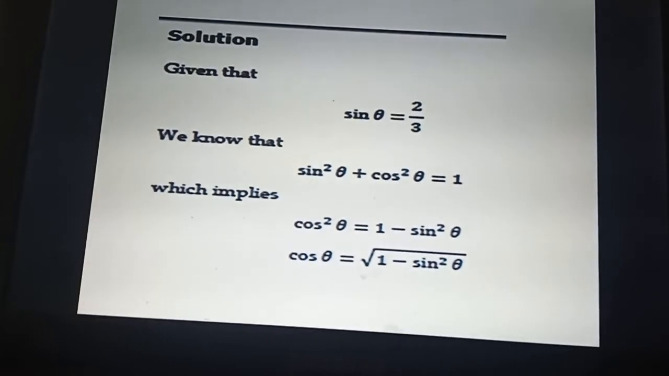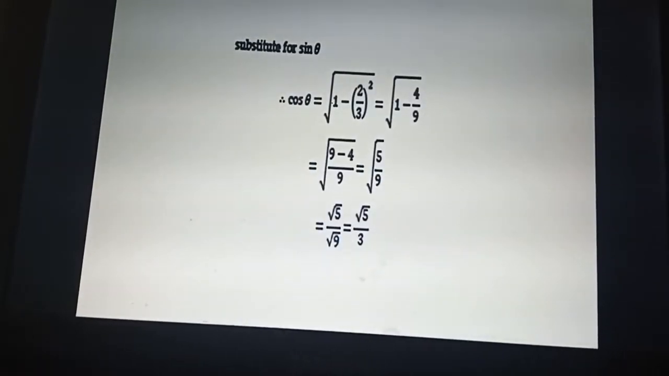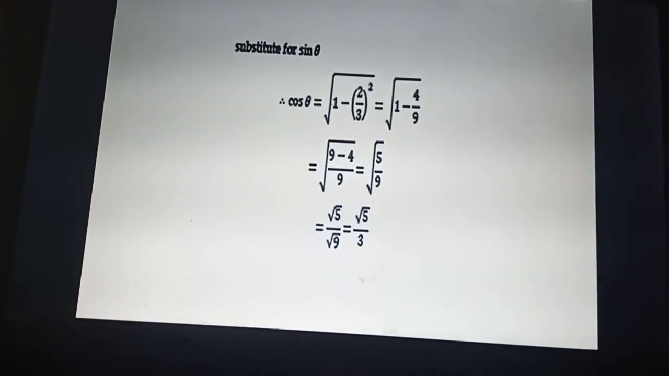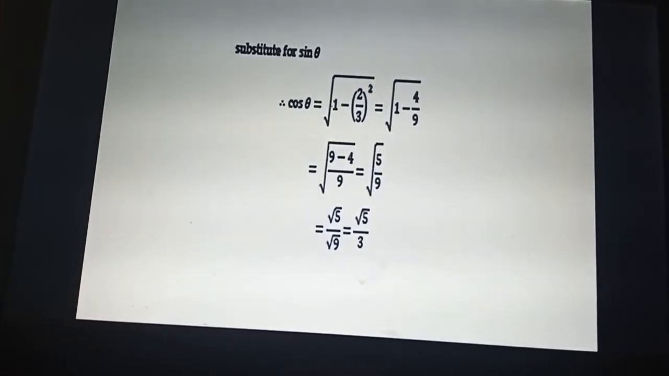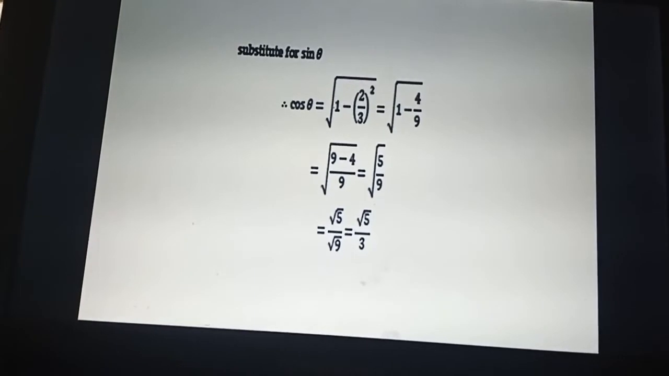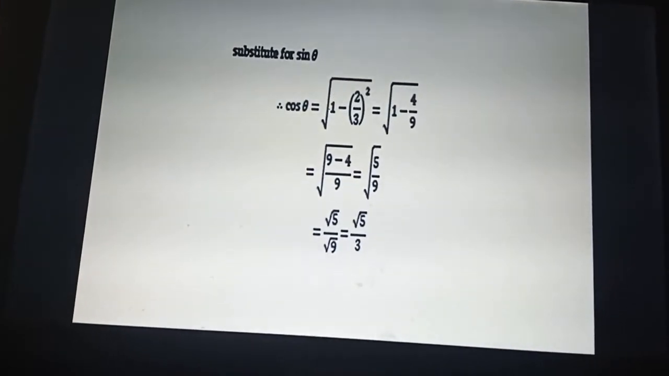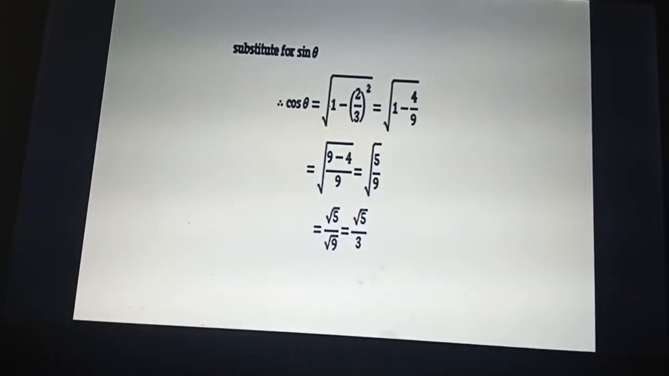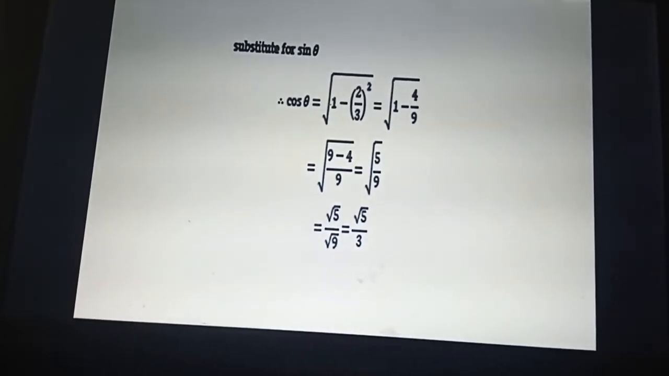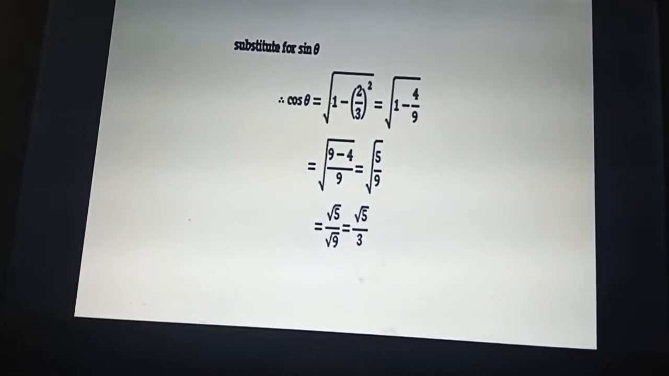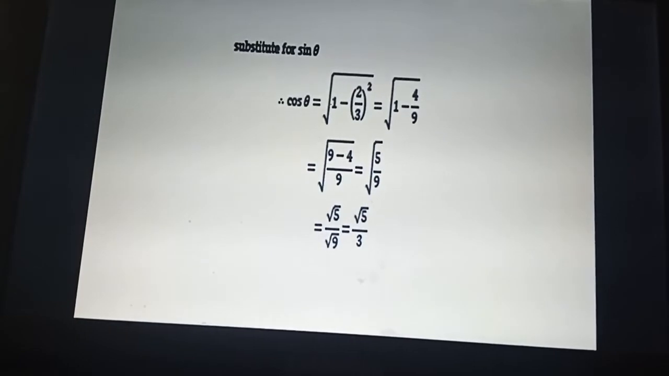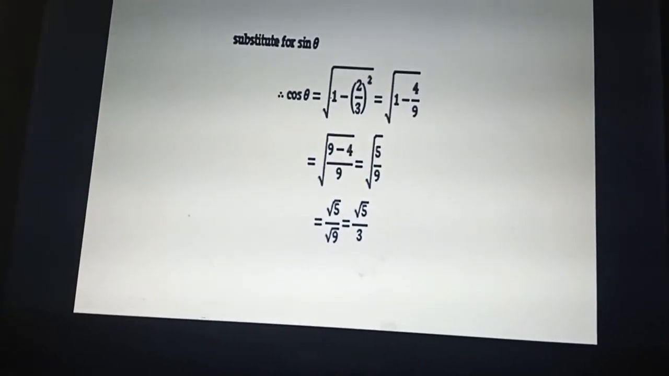So you should continue. Then you should substitute for sine theta. When you say you should substitute for sine theta, you are going to put the values of cos theta, which is equal to square root of 1 minus (2 all over 3) square, which is equal to 1 minus 4 all over 9. You see, 2 square will give you 4, then 3 square 9. Then you should what? Multiply by 1.